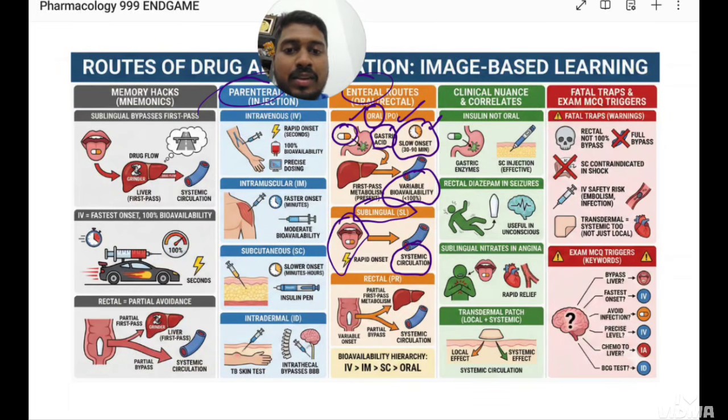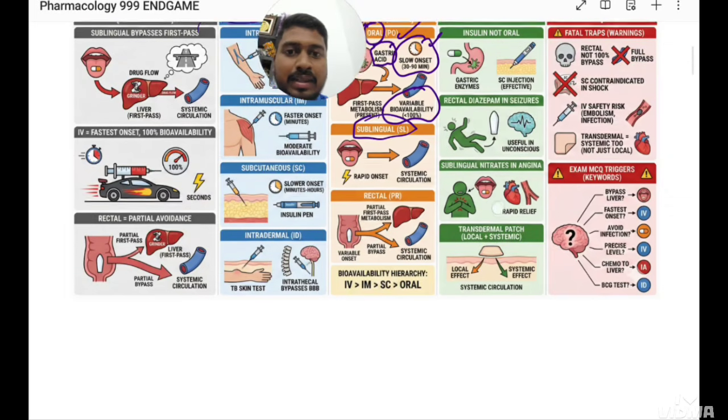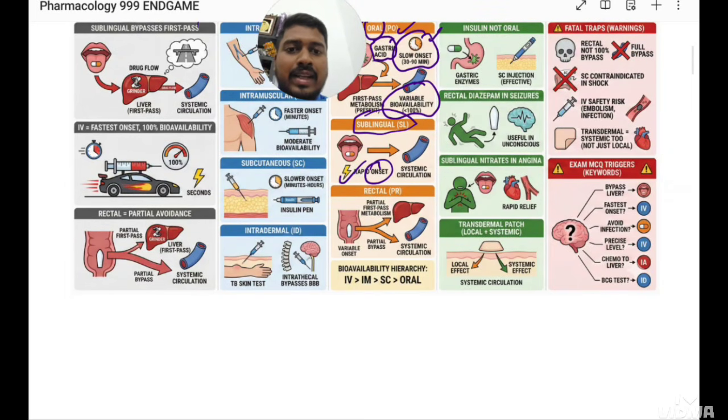So the sublingual route is used in emergency cases. For example, in hypertensive urgency and emergency, we give sublingual antihypertensives like nifedipine. Also we give sublingual nitroglycerin in cases of ischemic heart disease. So for rapid onset and for direct systemic circulation, sublingual is preferred.